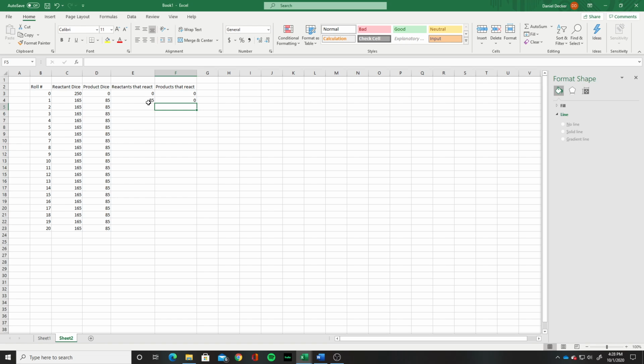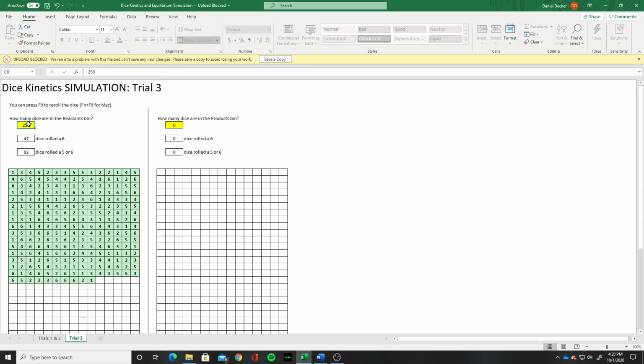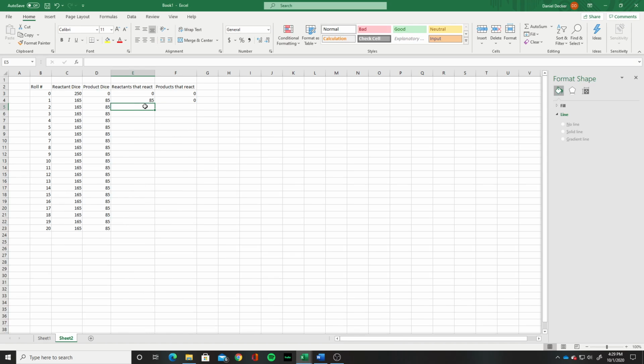So now that I have put in my 85 that reacted, now it's telling me I have 165 reactant dice left and 85 product dice. So I'm going to go back over here, and it was 165 and 85, if my memory serves me. And with those numbers put in, it's now telling me that in the forward direction I had 61, and in the reverse direction, which I'm only using the 6 for, so only a 6 can react going in the reverse direction, it's 19. So 61 and 19. Let's go back over here. 61, 19.